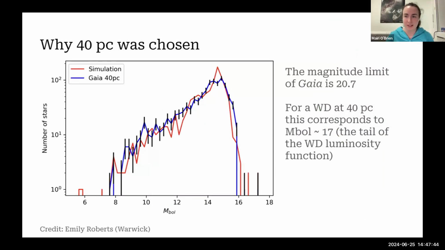So we chose 40 parsec as our volume cutoff, mostly because, as you can see in this plot, the white dwarf luminosity function tails off at around magnitude 16 or 17 absolute magnitude, which corresponds for a white dwarf at 40 parsec to the Gaia limit. That means that if we were going out any further than 40 parsec with our volume, we would start to potentially miss some of the very coolest and oldest white dwarfs.